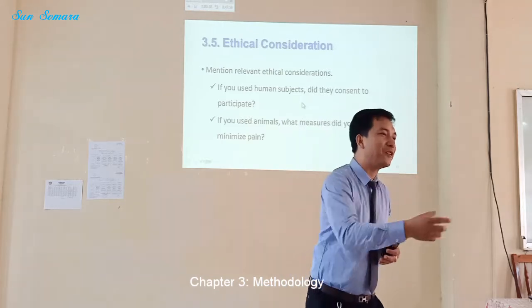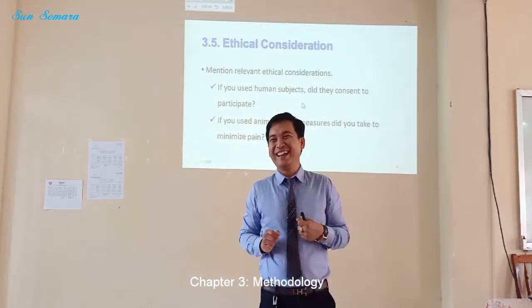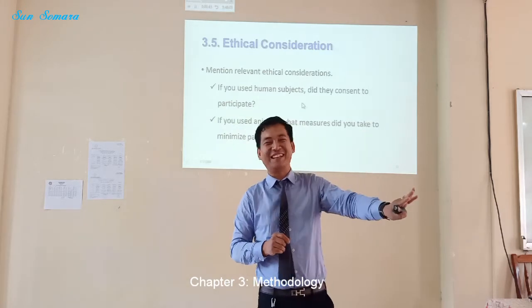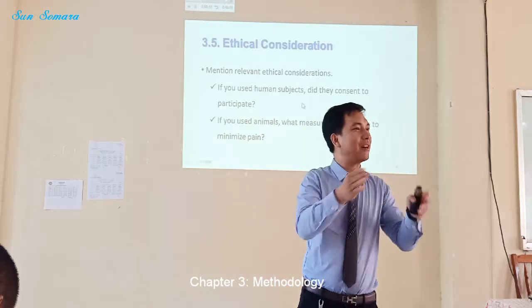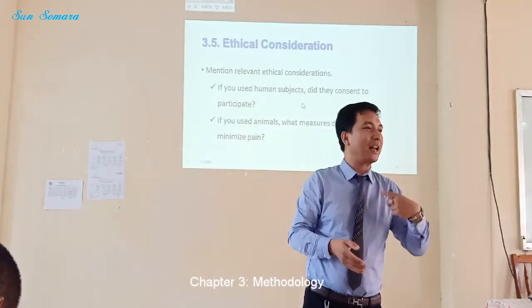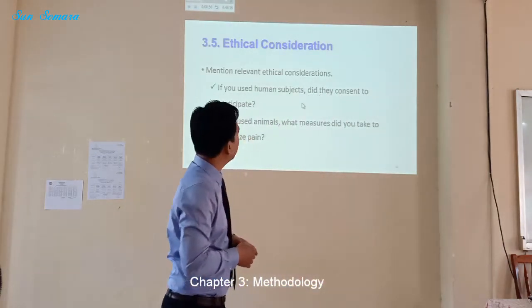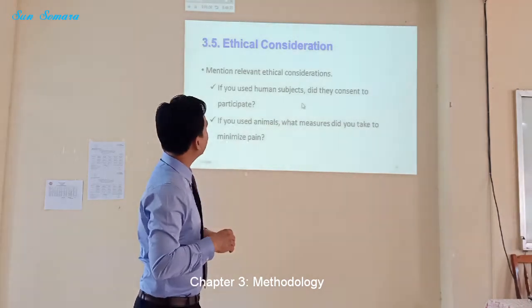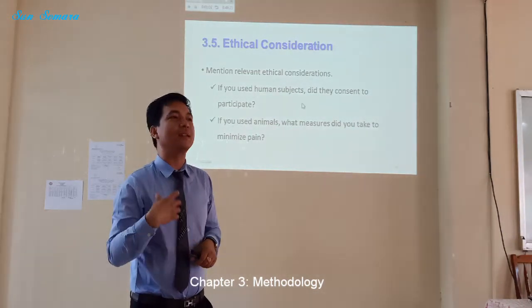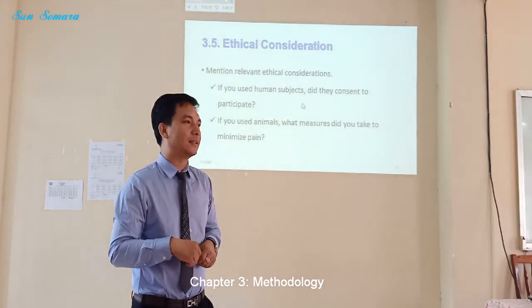For example, brother Thong, can you be my respondent? Yeah. No. If you say no, okay, give it, and then go to the other one. Yeah, but we need to have a letter, right? We cannot ask personally like this. And they say that if you use human subjects, it means that your respondent is human. Did they consent to participate? It means, do you ask their permission to participate in your study?